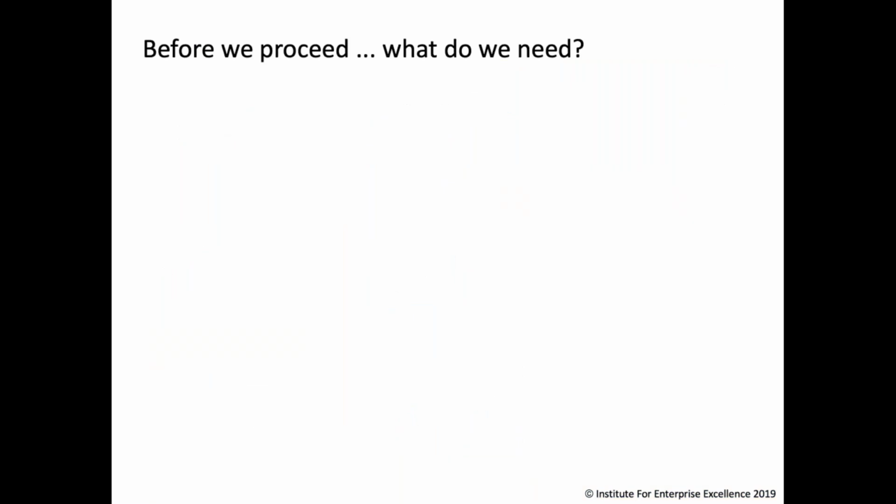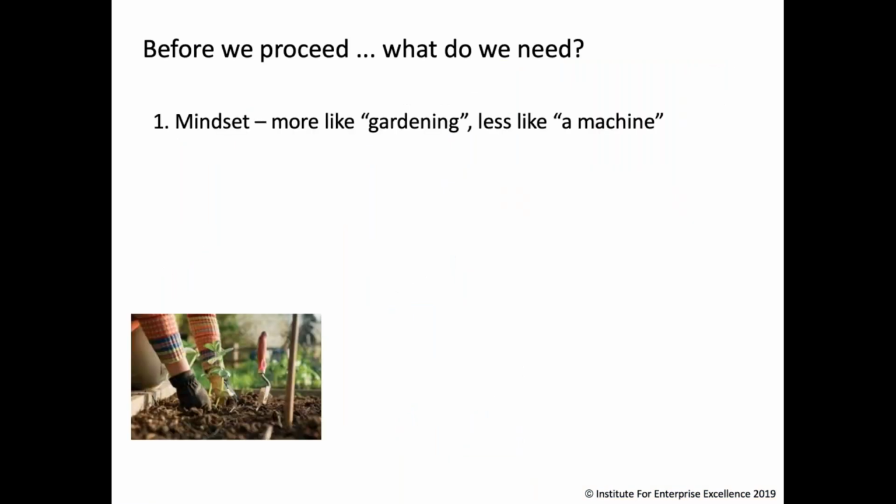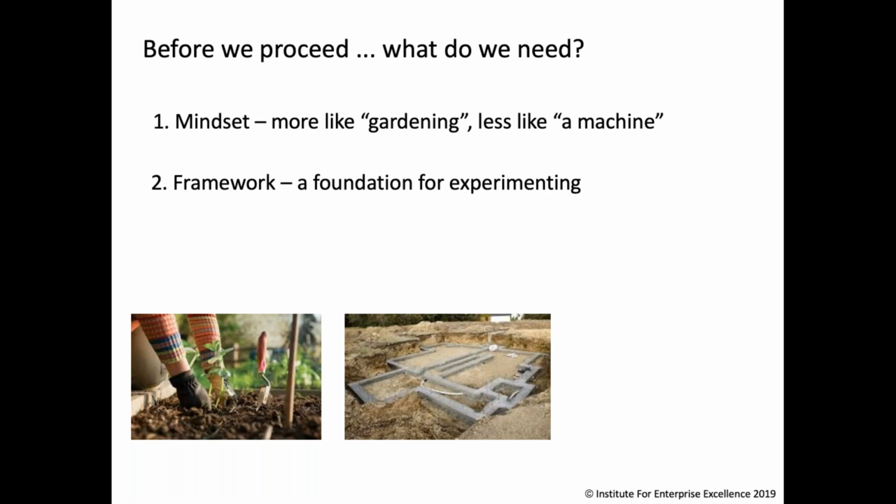So before we proceed, what do we need to think as we think about this? One way to think about this is, what's our mindset? The recommendation I'm thinking about is that the mindset to think more about gardening and less like a machine is a useful mindset to have. Another thing that we need to think about is some sort of a framework or a foundation for experimenting with leader standard work. That's our topic for today.